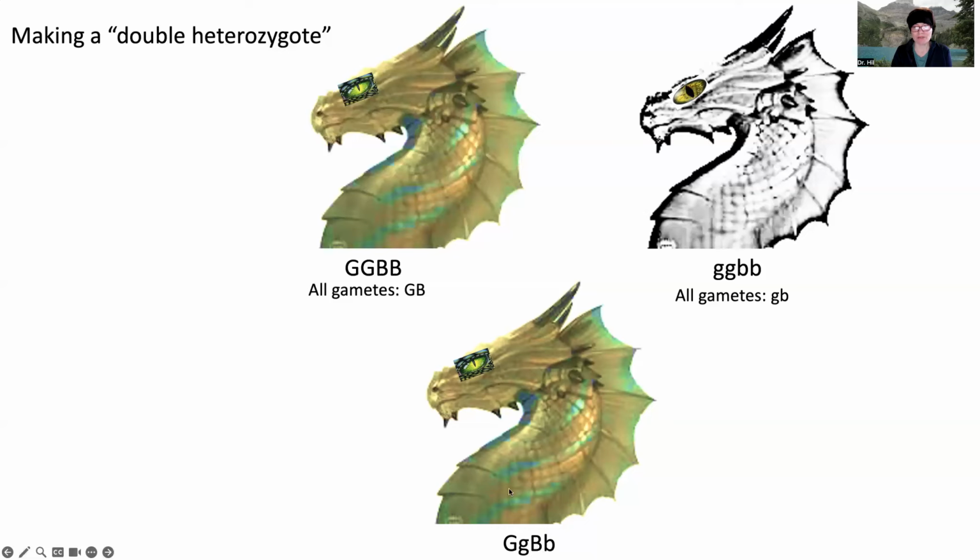But the overall appearance of the dragon is still going to be the dominant appearance because the single big G and the single big B are dominant over the little g and little b. So that's the genotype of this double heterozygote, and this is its appearance.